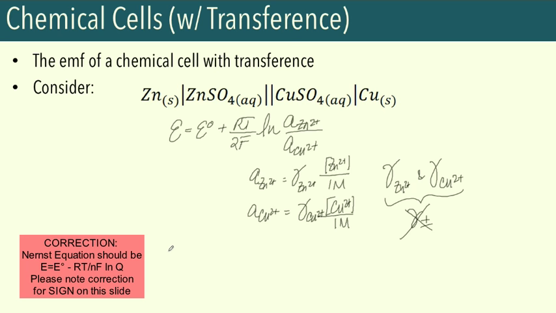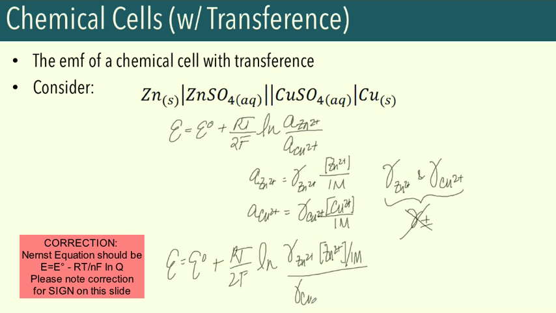So upon expansion of this, we have cell potential is equal to standard cell potential plus RT over 2F times ln of the activity coefficient of zinc times concentration of zinc over 1 molar, over the activity coefficient of copper times concentration of copper over 1 molar. Okay, so in chemical cells with transference, it won't be feasible to calculate what this is.